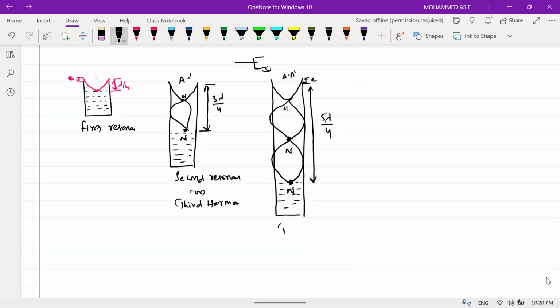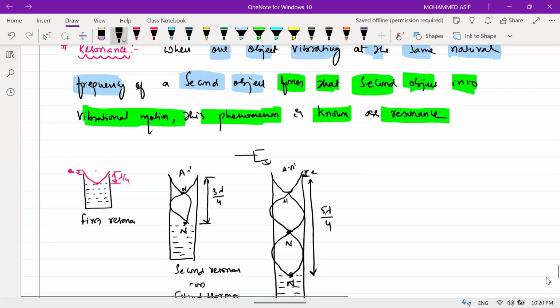And this one is known as, right now for me, your third resonance, or it will be your fifth harmonic. Okay. So now to find out the speed of the sound, we use the resonance column method.